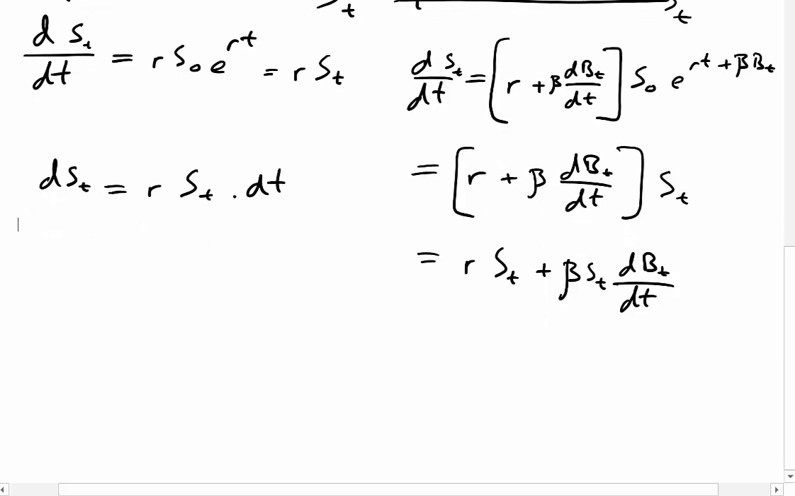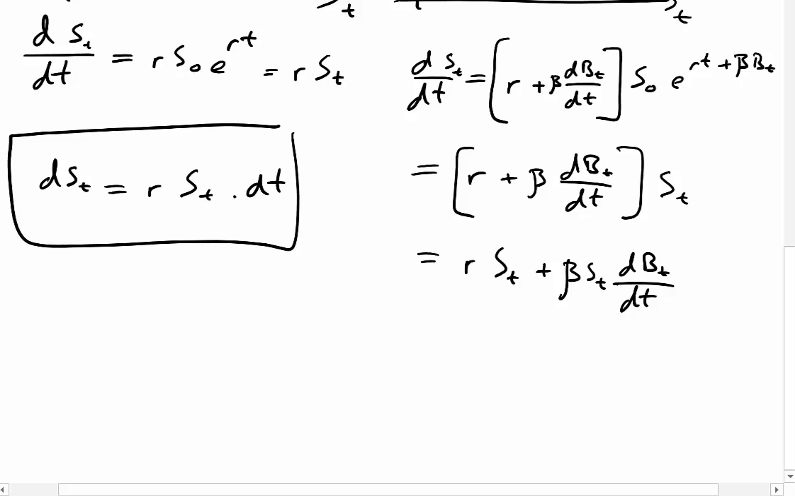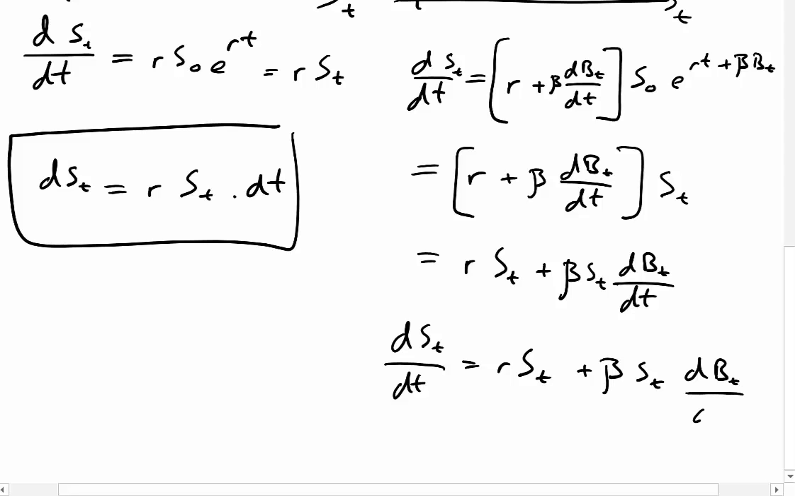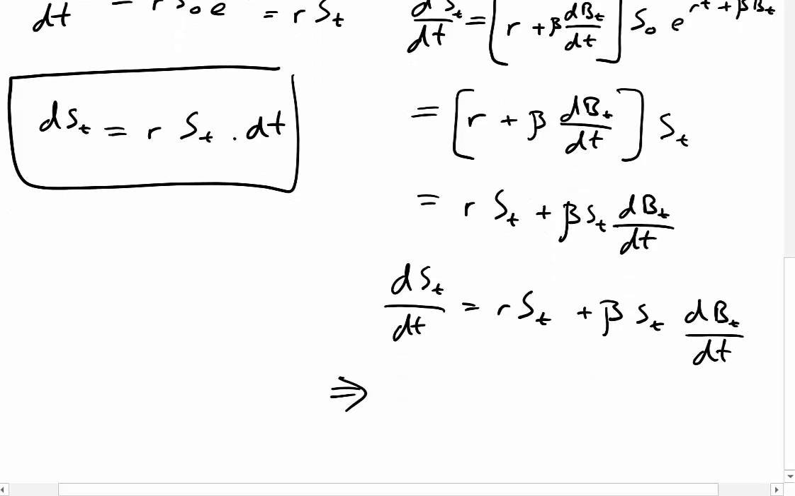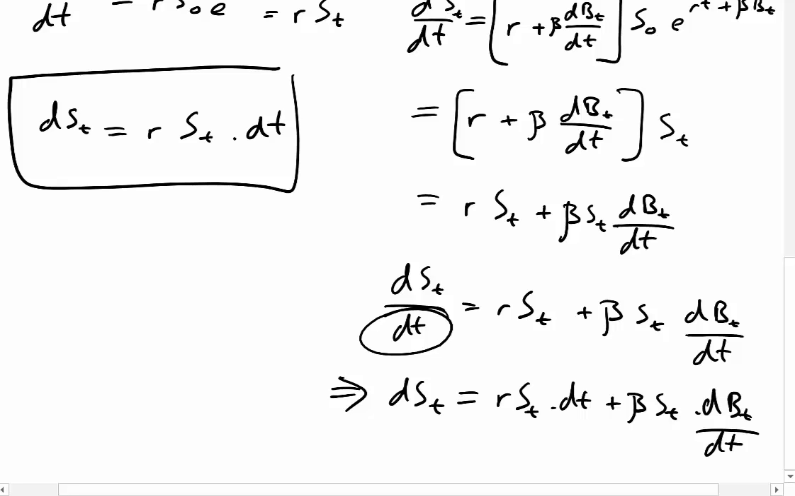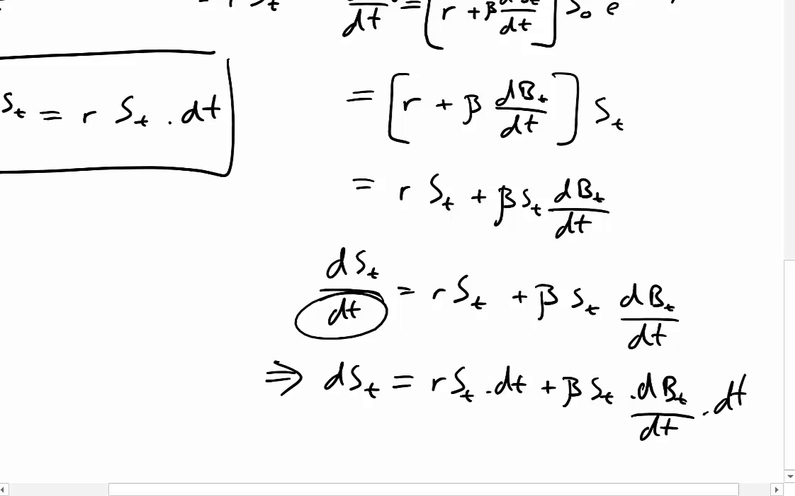So now let's try and get this thing here into differential form. So we end up with, this is the differential form for the ordinary calculus case. This is dSt by dt equals r St plus beta St times the derivative of Brownian motion with respect to time. So that implies that we end up with dSt, so just multiply through by dt, is equal to r St dt plus beta St dBt over dt multiplied by dt. Are you happy that those two dt's just effectively cancel out? So then this is what we're effectively left with.